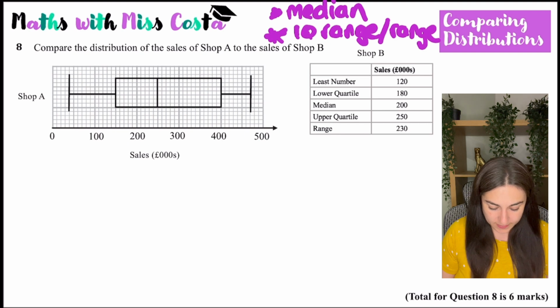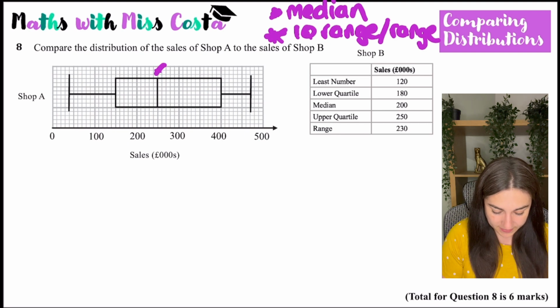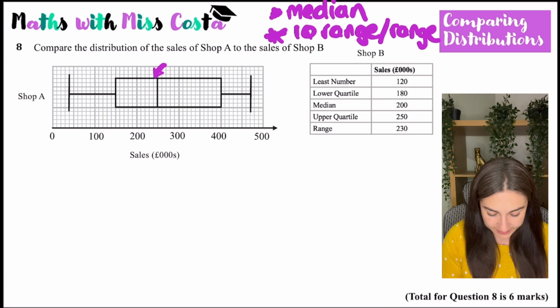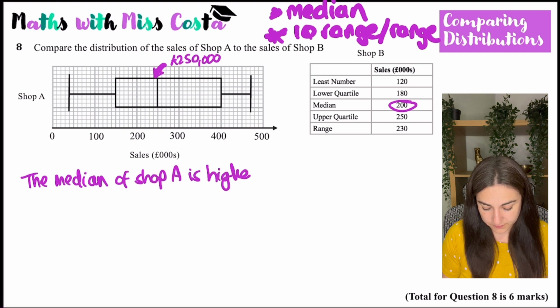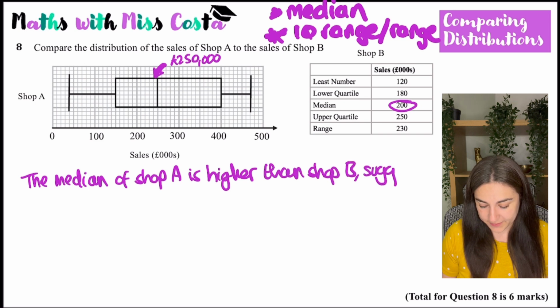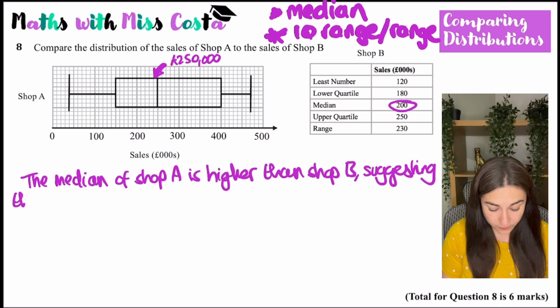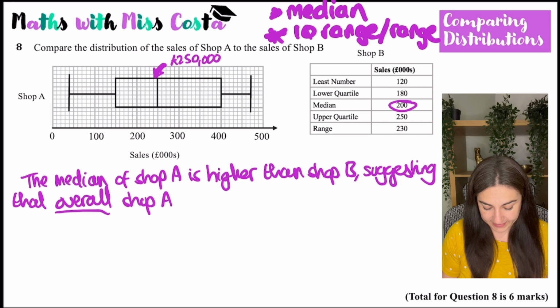So first of all, let's see what the median is. So the median of shop A is 250,000 and the median of shop B is 200,000. So the median of shop A is higher than shop B, suggesting that overall shop A has higher sales.